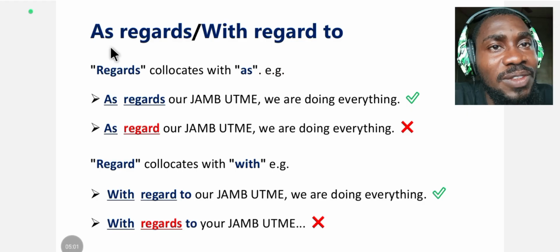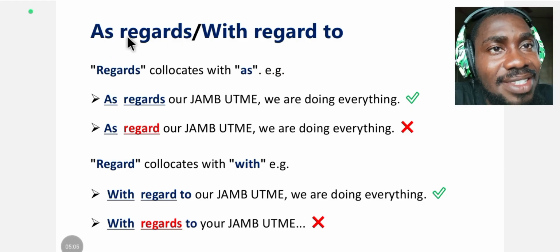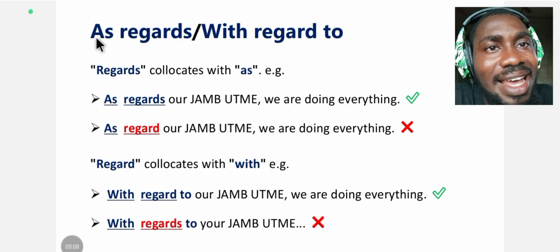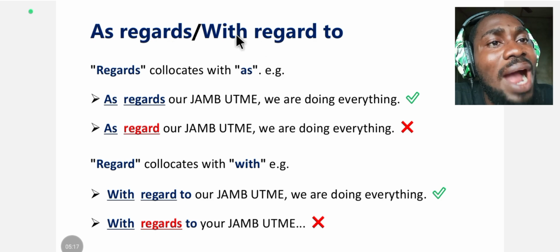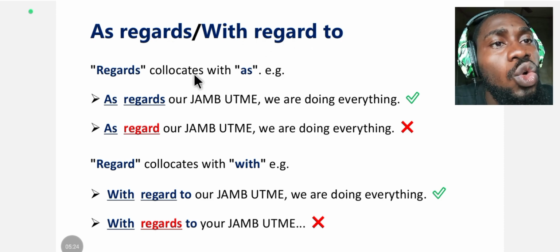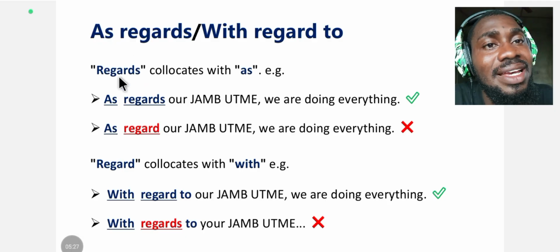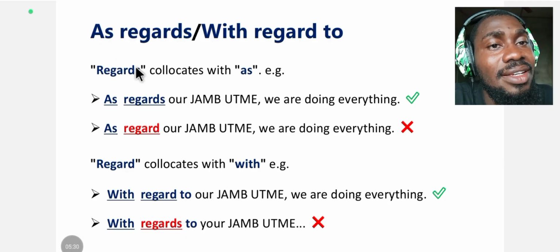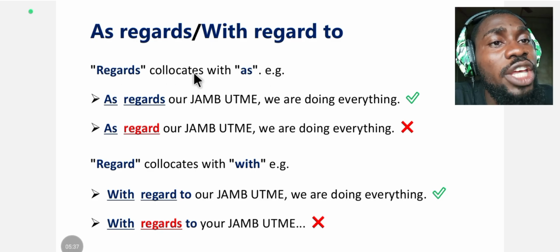Another collocation. As regards. As collocates with regards, while with collocates with what? Regard to. Let's look at the example. Regards collocates with as. This form that has s. Regards collocates with what? As.